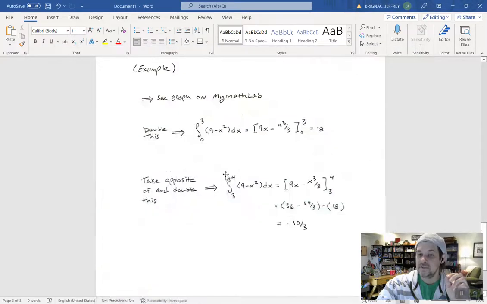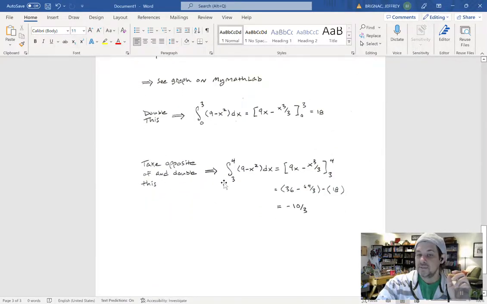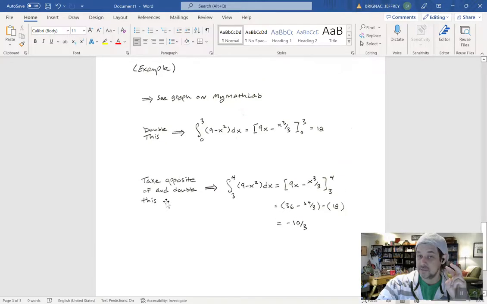Okay, so I'm going to do that. So I'm going to take the opposite of this one, and I'm going to double it. I'm going to take the opposite because from 3 to 4, that curve is under the x-axis. And so that's what we do when we're using a definite integral to find the area when it's underneath, right? So I do two things. I'm going to take the opposite of whatever I get from this, and I'm going to double it, okay? Now, I work this out as I would work any definite integral, and I get -10/3.